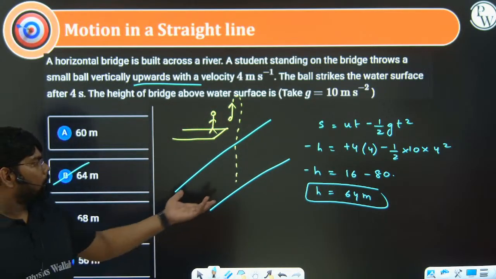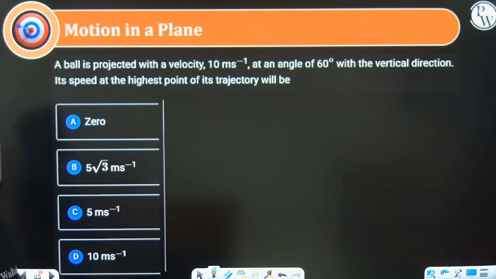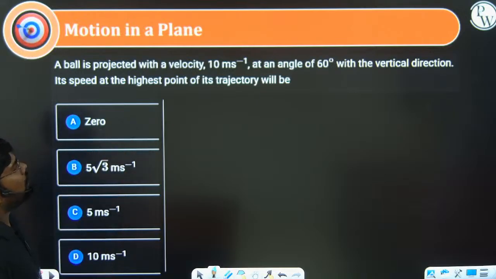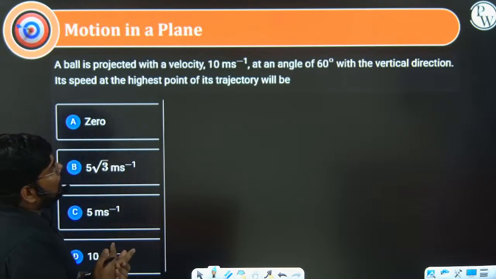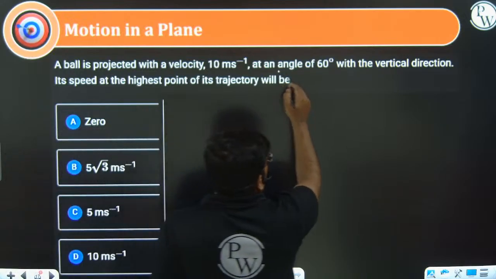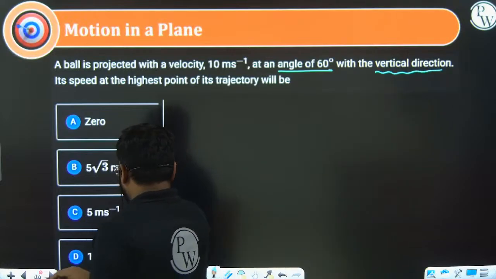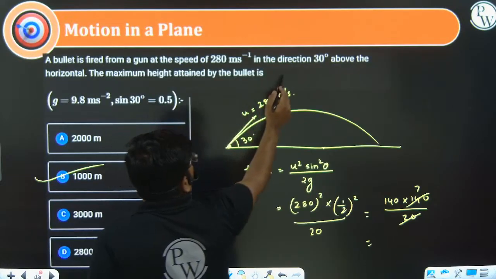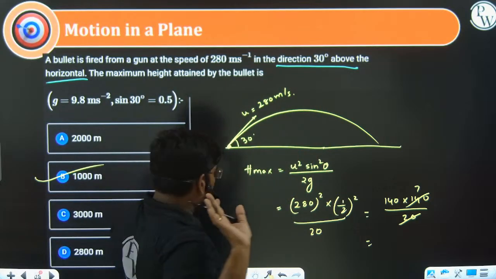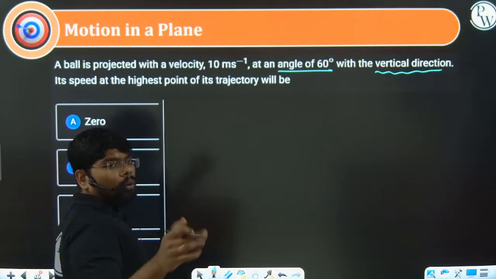Okay, again direct questions. So we are back to motion in a plane. Again they're asking a projectile motion question, and that's where you have to be careful. Angle is given, so just confirm with the vertical direction. Sometimes previously they asked questions where the direction is given above the horizon. You have to keep this in mind. If you don't make this mistake, your marks are safe. Either you get plus 4 or you lose 5 marks.